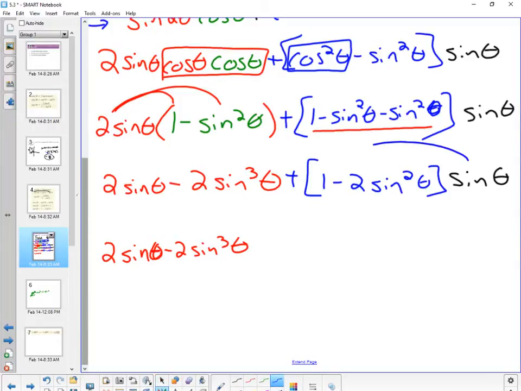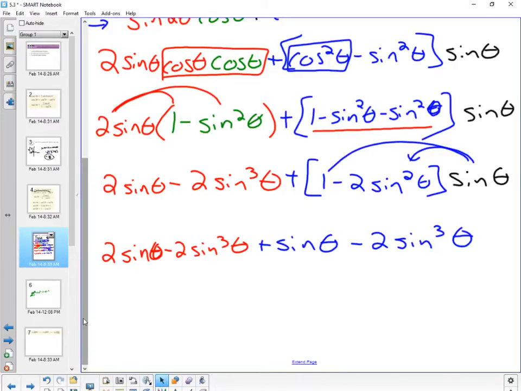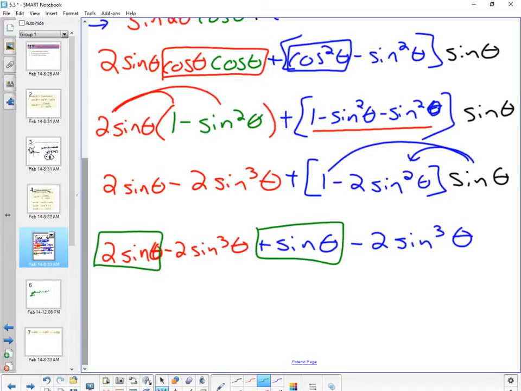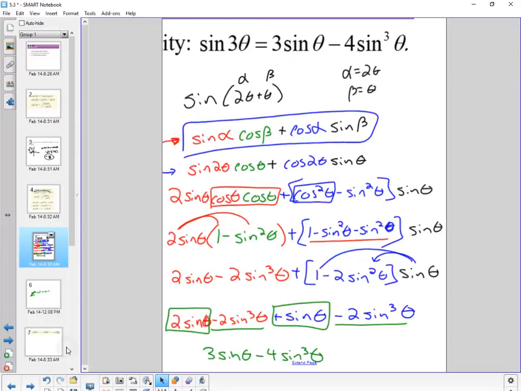I'm going to have to distribute, right? So that is a positive sine theta. And this will give me a negative 2 sine cubed theta. Let's combine our like terms. We're almost there. So I have 2 sine thetas, and another sine theta gives me how many sine thetas? 3 sine thetas. And then finally I've got negative 2 sine cubed, and another negative 2 sine cubed gives me negative 4 sine cubed theta. And hallelujah, we're done.